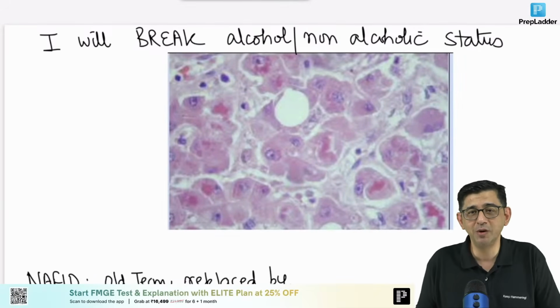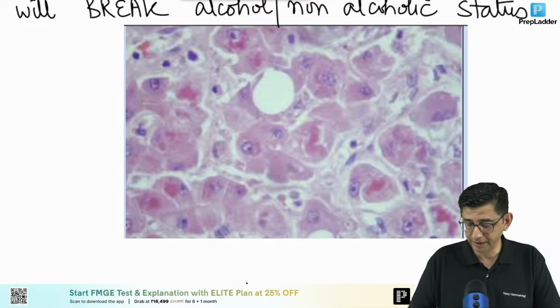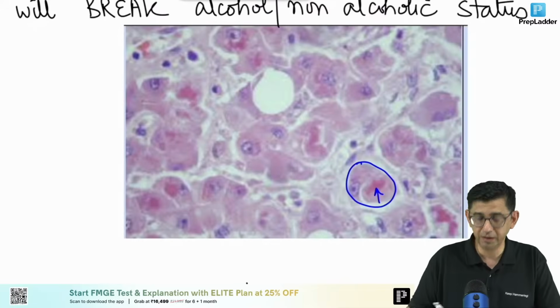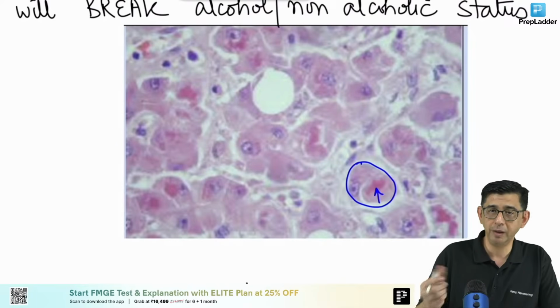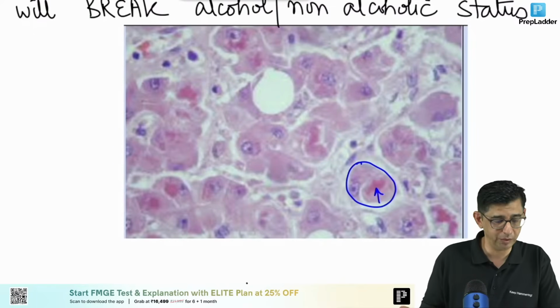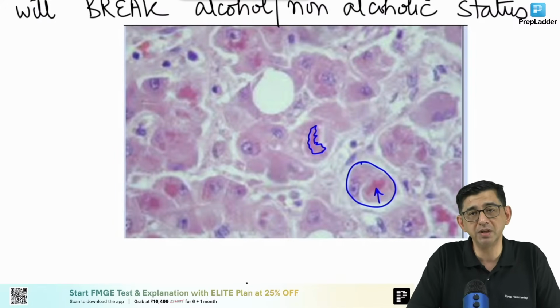So what is the mnemonic that you need to upgrade for Mallory-Hyaline? Mallory-Hyaline bodies are eosinophilic inclusions inside the hepatocytes. What you can see is a hepatocyte, and there is this eosinophilic inclusion present inside. Councilman bodies are apoptotic hepatocytes. I'll show you the image of that also. But these are pink structures like this, which are present inside a hepatocyte.